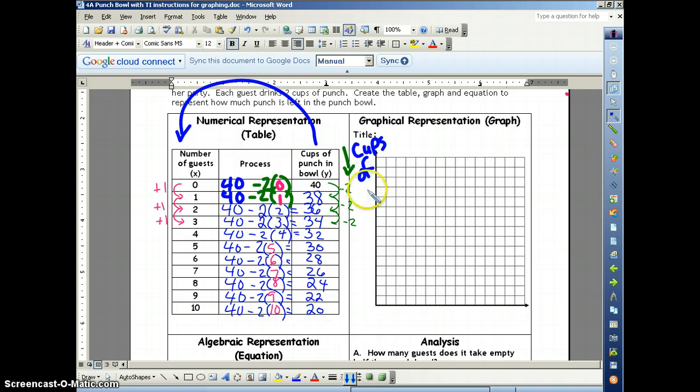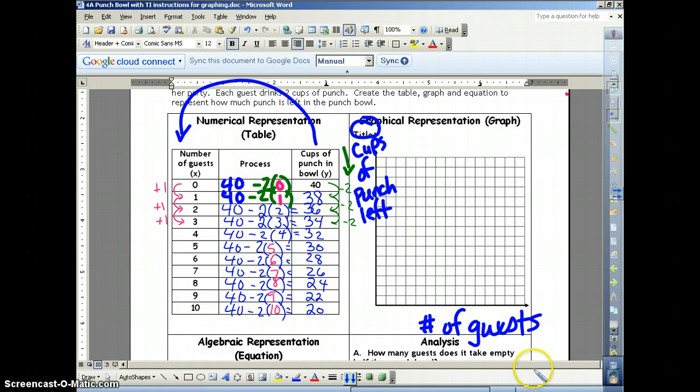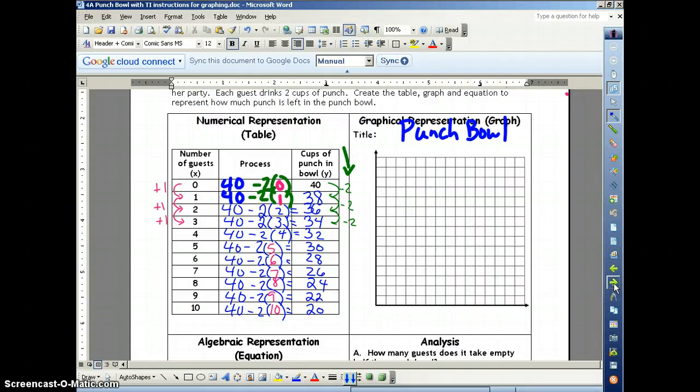Cups of punch, and I would write it sideways if I could. Cups of punch left in the bowl goes here. Number of guests goes here. And don't forget to give me a title. All right, I'm going to pause the video here so you can write that down. Write down the title, and I want to know both labels for the x-axis and the y-axis. Okay, I titled mine Punch Bowl.